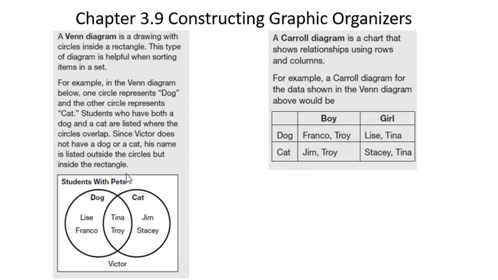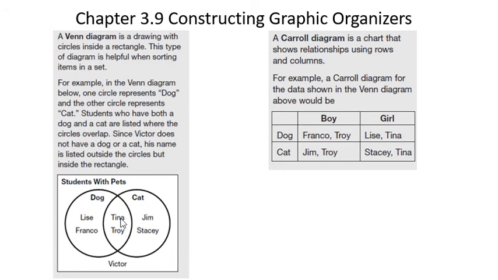We have a title telling us what this Venn diagram is about. This one is giving us a list of students who have pets. Our two choices of pet are dog and cat. The two circles overlap. So where they overlap, that means these students are in both circles.